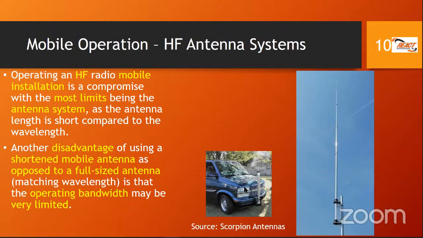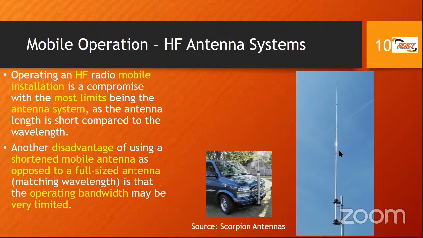The other disadvantage that we have is that because we are using a shorter antenna like this one, last time we showed a coil antenna, it's shorter, yes, it will be resonant, it will work, you'll have a reasonable SWR, and you can transmit. But because it's not a full-size antenna, you may find that the operating bandwidth might be very limited. So you may have to tune and tune regularly, compared to a base station antenna where the bandwidth might be a little better.